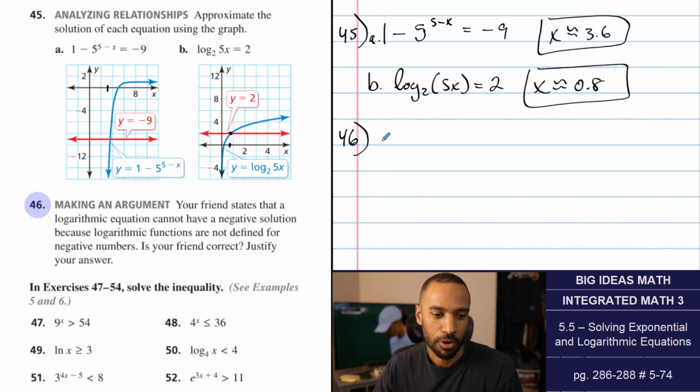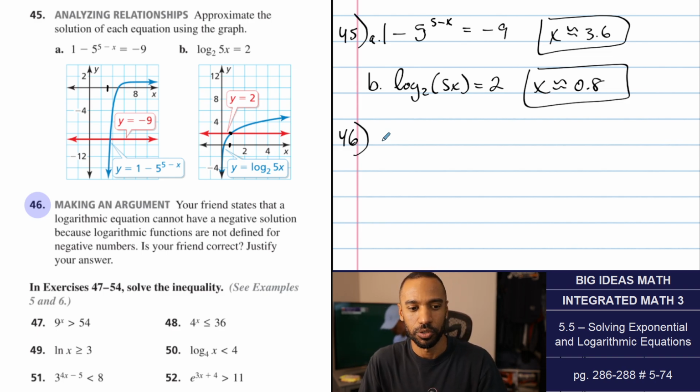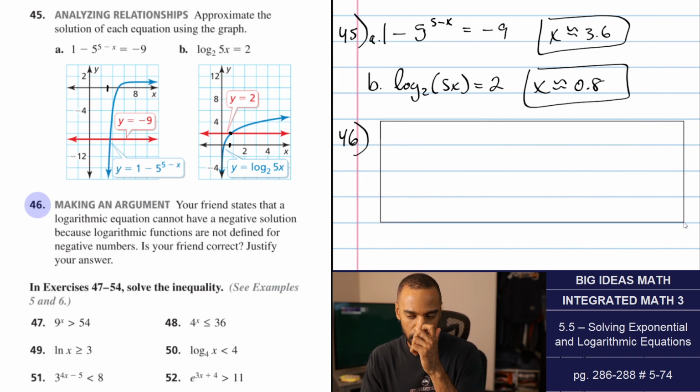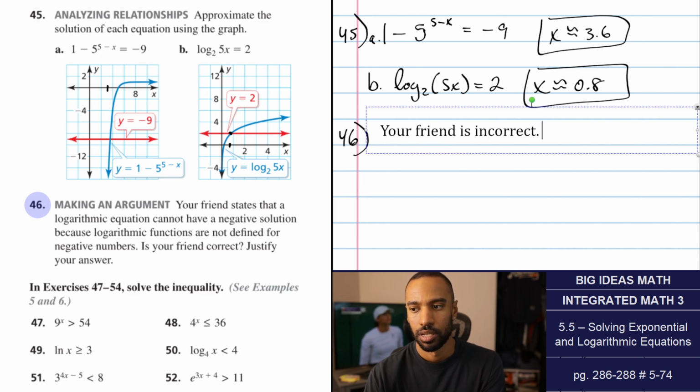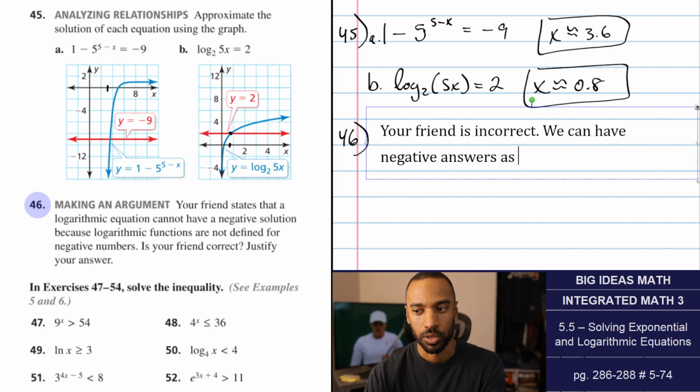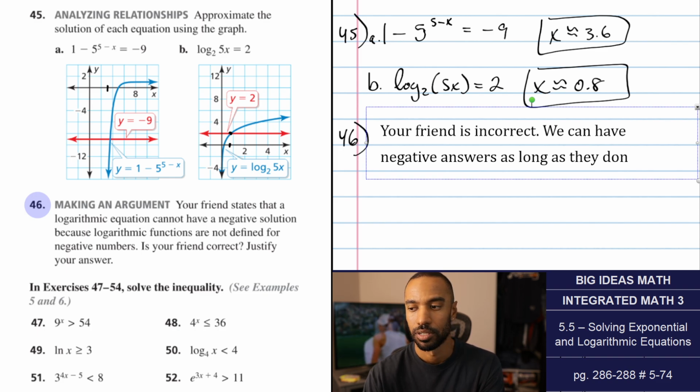Your friend states a logarithmic equation cannot have a negative solution because logarithmic functions are not defined for negative numbers. Is your friend correct? Justify your answer. No, your friend's incorrect. In fact, we saw negative answers for one of them. It was like -2 and -8. Your friend is incorrect. It's not that we can't have negative answers. We can have negative answers as long as they do not produce logs of negative numbers.